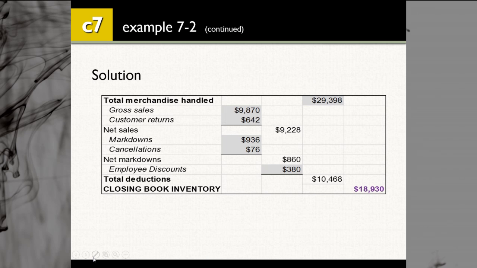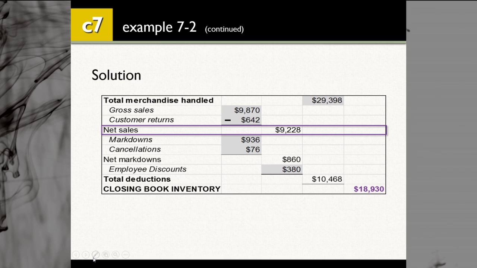So let's look at the solution. Keep that total merchandise handle because you're going to use it later. But let's go ahead and start by calculating your total deduction. For that, let's start by calculating the net sales. You know your gross sales and customer returns. So that's going to be 9,870 minus your customer returns, and you got 9,228 as your net sales.